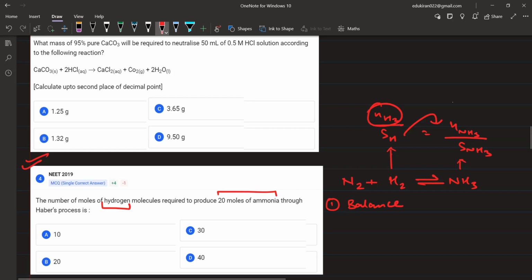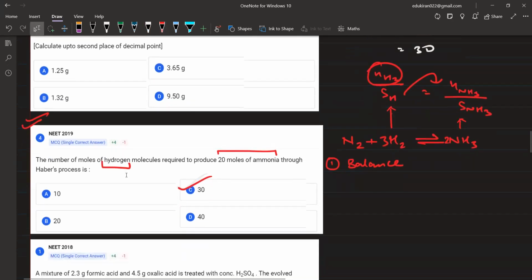Yes, Saf, correct now. So N2 plus 3H2 giving 2NH3, like this. So what is the number of moles of hydrogen? Number of moles of H2 you don't know. Divided by the stoichiometric coefficient 3, that is equal to the number of moles of NH3, that is 20, divided by its stoichiometric coefficient, that is 2. So this goes here, send the 3 to the other side. So 10 and 30, you got option C as the answer. Everyone got C, very good, how easy. Okay, next, you do.